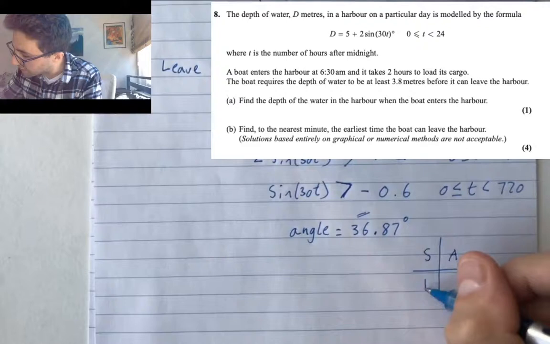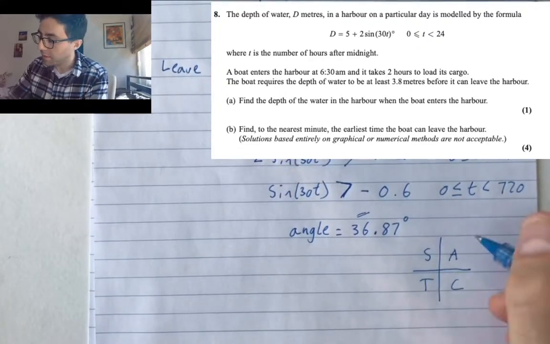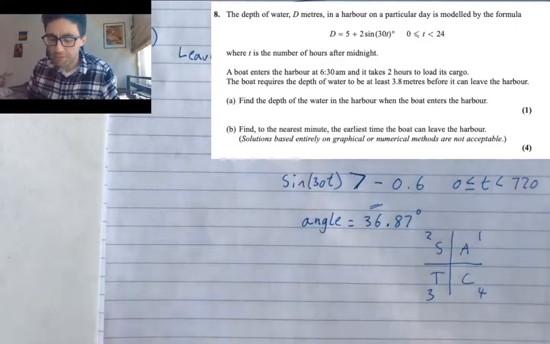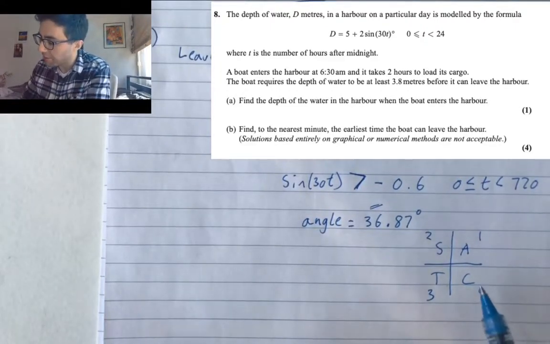All sine tan cos. CAST. That's quadrant 1, 2, 3, and 4. So if this is a bit funky for you, like I said, graph methods are fine. But anyway, let's keep going with this.